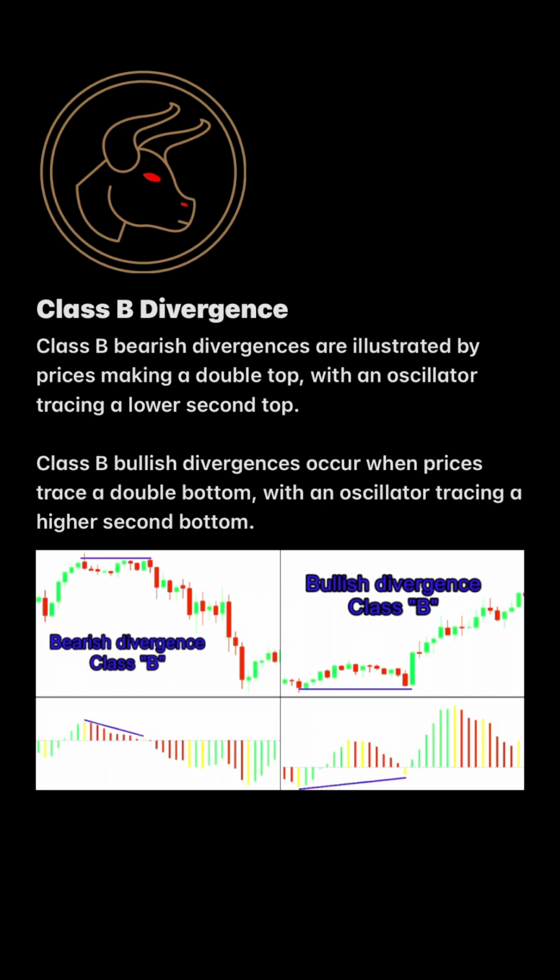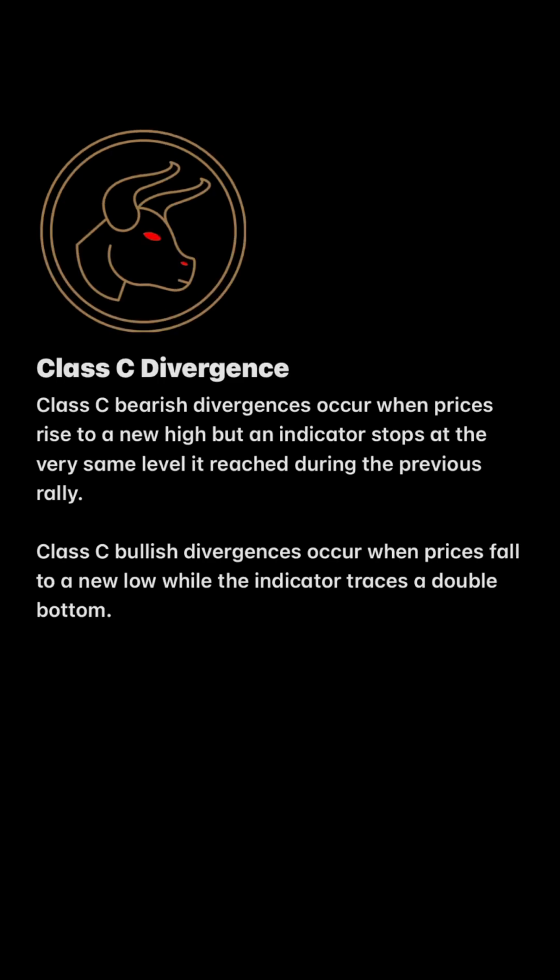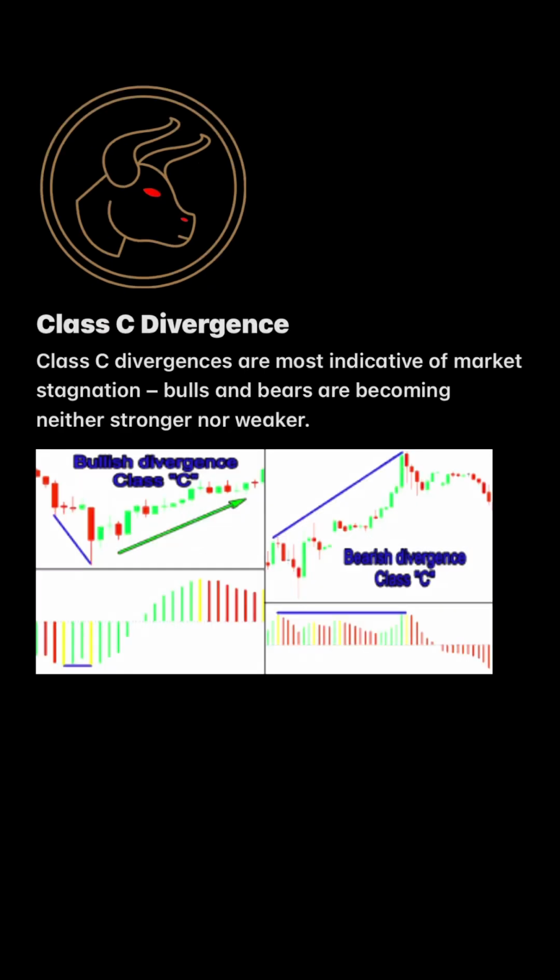B examples. And finally, Class C bearish divergence occurs when the price rises to a new high, but an indicator stops at the very same level it reached during the previous rally. Class C bullish divergence occurs when prices fall to a new low while the indicator traces a double bottom. Class C divergences are most indicative of market stagnation. Bulls and bears are becoming neither strong nor weak, and so you get sideways movement with slight chop up and down.